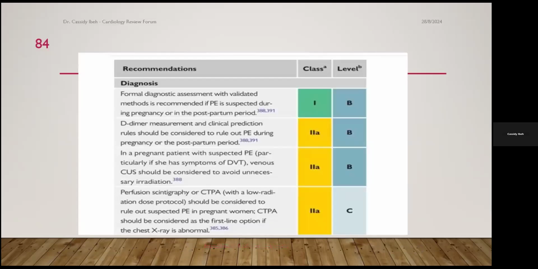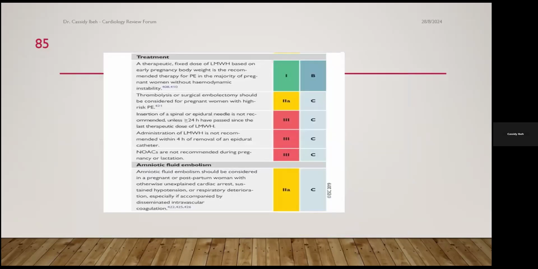Now, a formal diagnostic assessment with a validated method is recommended if PE is suspected during pregnancy or in the postpartum period. It's actually a class 1 recommendation. Now, the therapeutic dose of low molecular weight heparin based on early pregnancy body weight is the recommended therapy.